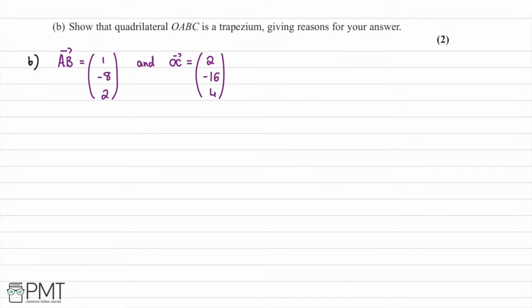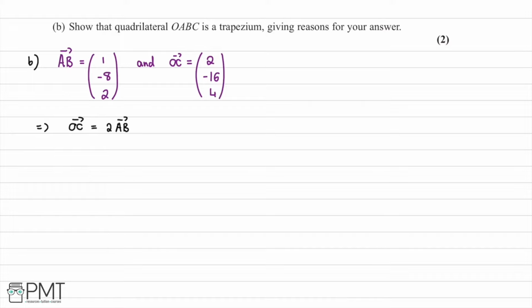And what do we notice about these? Well, if we multiply 1 by 2, we get 2. If we multiply negative 8 by 2, we get negative 16. And if we multiply 2 by 2, we get 4. So therefore, an observation that we make is that the vector OC is going to be equal to 2 lots of AB.